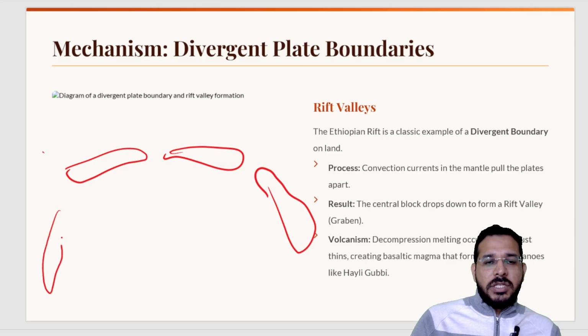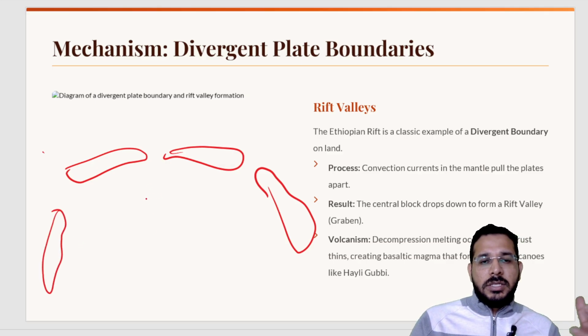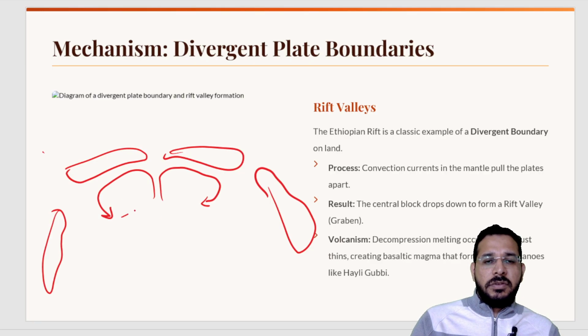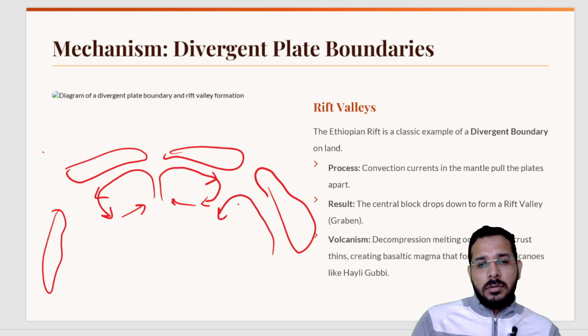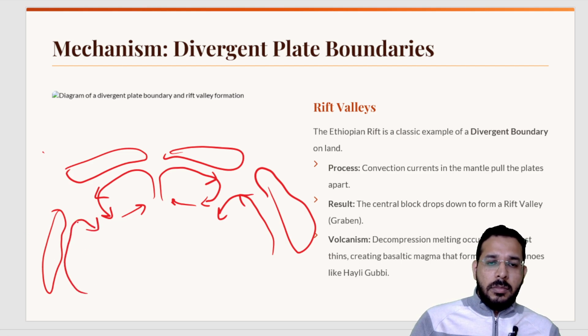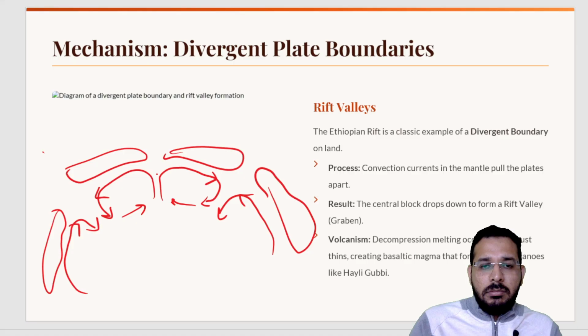And inside we have asthenosphere. Asthenosphere is hot molten liquid magma which is moving in the convectional current in this way. The heat is transferred in this way. So if you look at this border, the convectional currents are moving in this direction. So they are pulling the above plates in this direction.